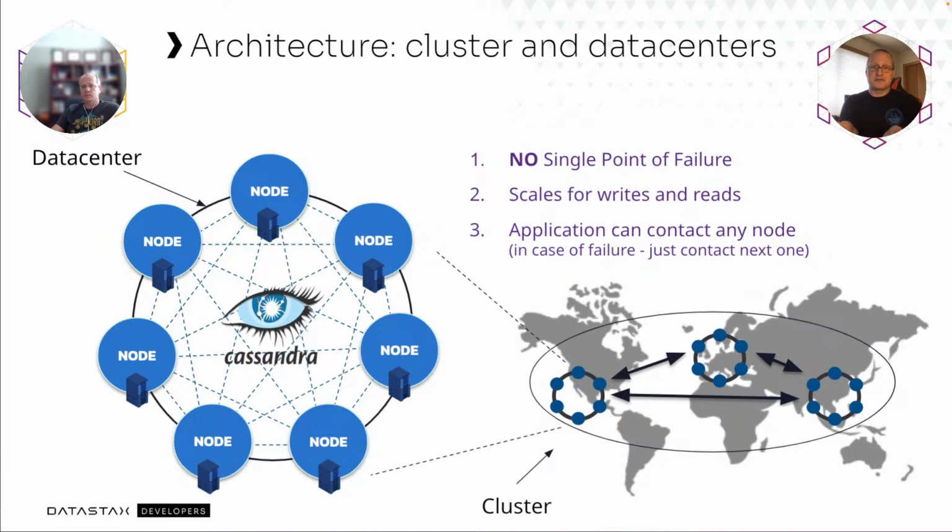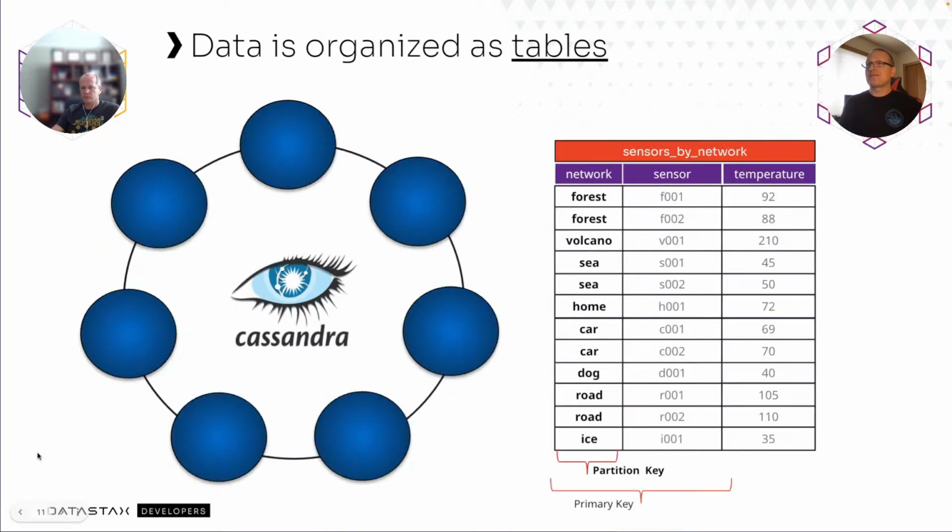Like I said, any node can be a coordinator and handle a database operation. I know there are a lot of preconceived notions out there about NoSQL and what people think of when they hear NoSQL, but Cassandra is actually a partitioned row store, and it stores data organized in tables, just like many other databases, which I'm sure folks are familiar with.